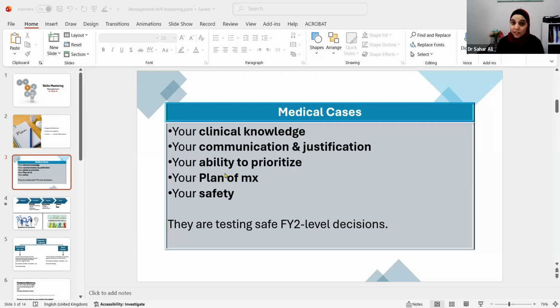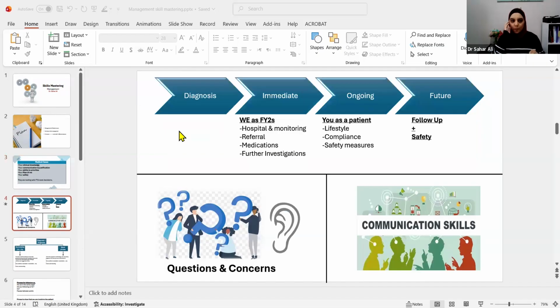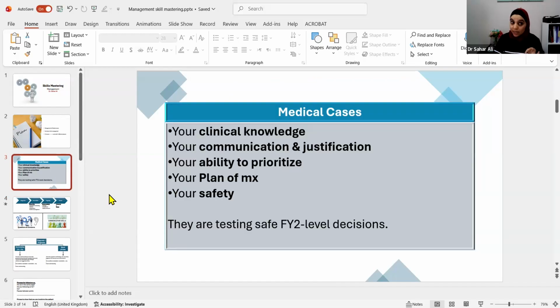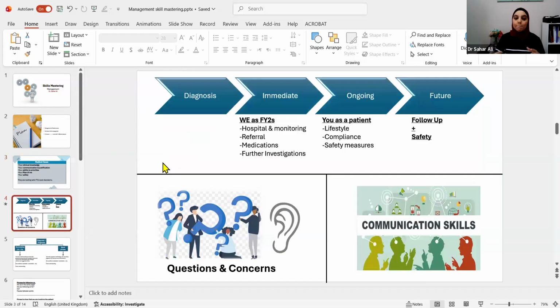Did you communicate correctly? Did you justify things? Did you prioritize things? Did you formulate a plan of management for the patient? Were you safe? Did you do all of that? In reality, no. So that's why people don't easily get 4 marks in that management. Let's dive a little more deeply into the management. We have explained what they test exactly. We are going now to make that practical.